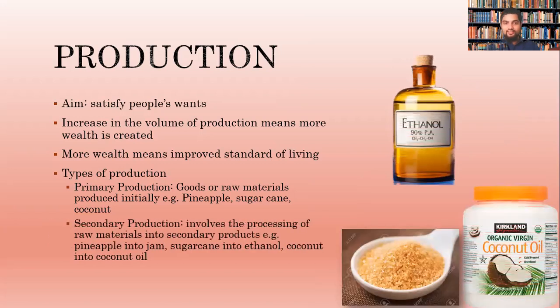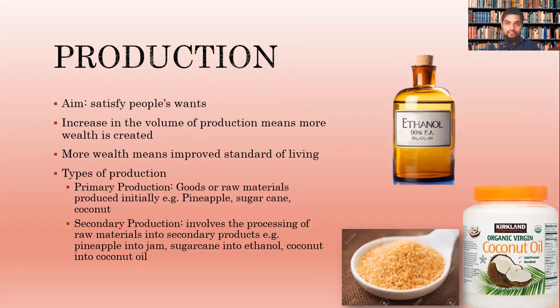And then we have secondary production. Secondary production involves the processing of these raw materials. So the raw materials that you have from primary production, you can process them into something that is more valuable in terms of its monetary worth. For example, pineapple, you can process the pineapple into jam. So the primary production here is when you produce the pineapple, and the secondary production is when you produce the jam using the pineapple.